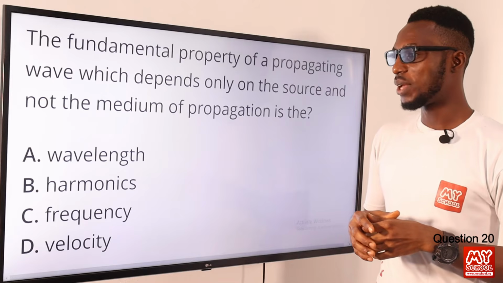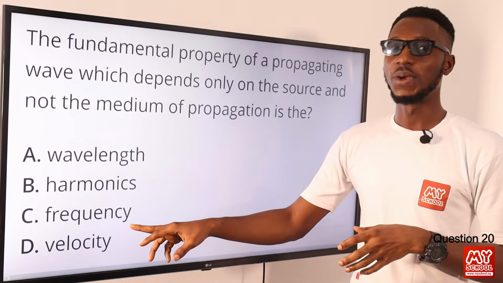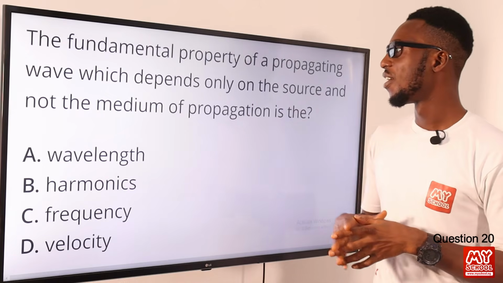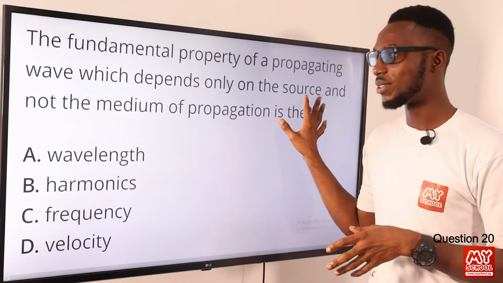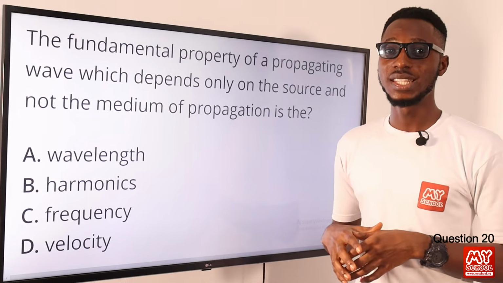So you can see that everything rises and falls on this frequency. This is the fundamental property that depends just on the source, not on the medium of propagation. So I will go for option C, frequency.